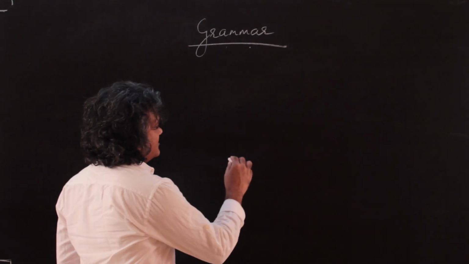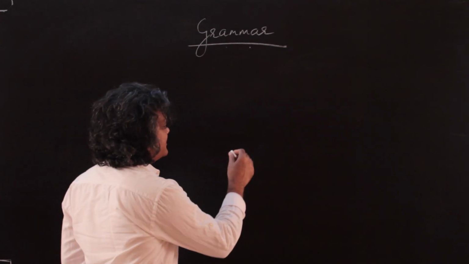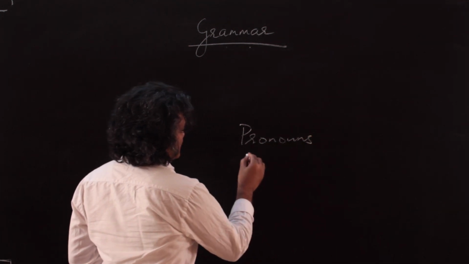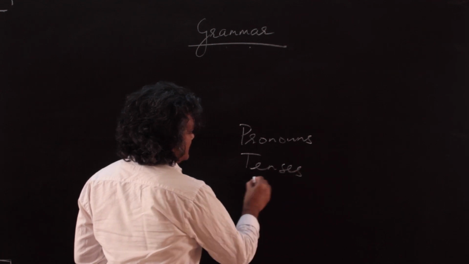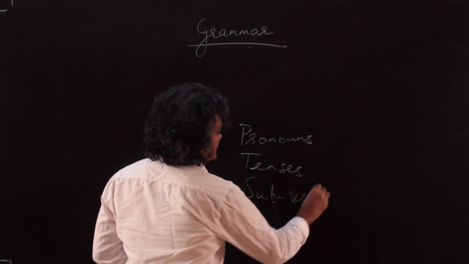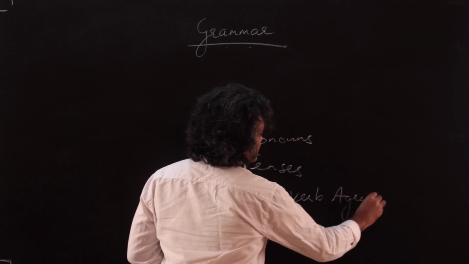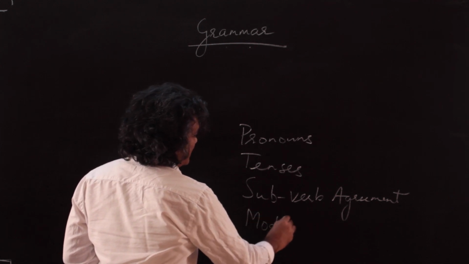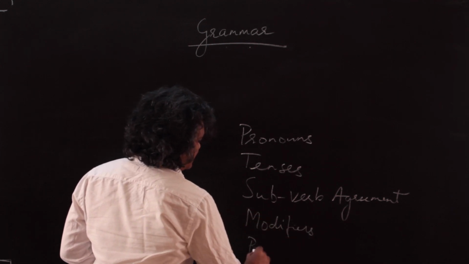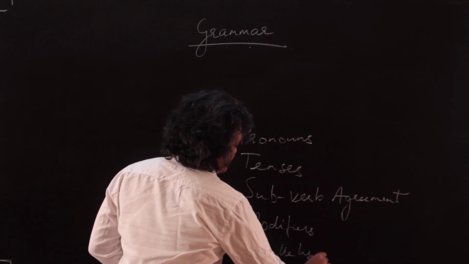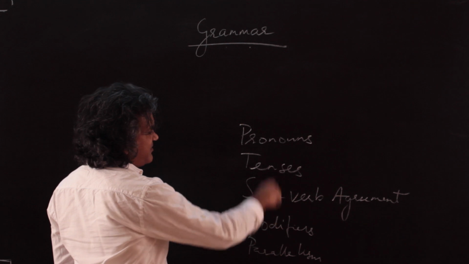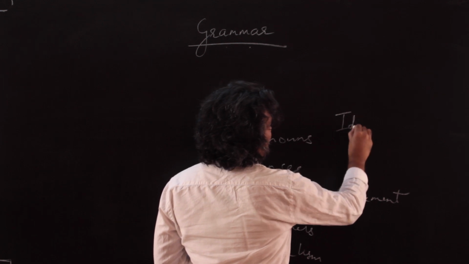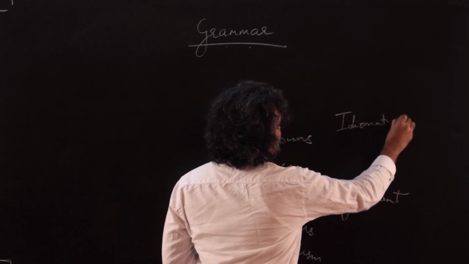Now, the topics from which most of the questions are asked in CAT and GMAT are pronouns, tenses, subject-verb agreement, and modifiers and parallelism. These are the five important topics, and one more thing is asked, which you can call idiomatic usage.